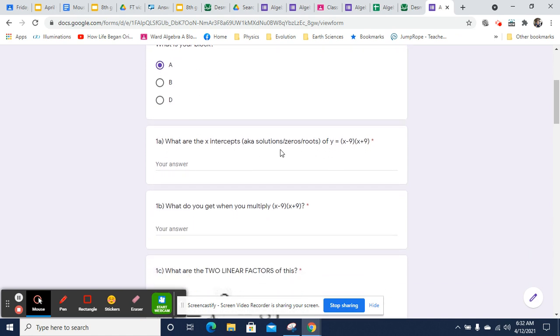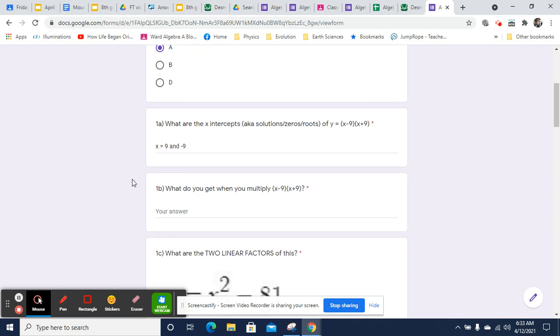What are the x-intercepts, also known as the solutions or zeros or roots? This is Quadratics 4 ideas, but you already know how to find the x-intercepts because they are what makes one of these factors 0. So if x was 9, that would make x minus 9 zero, so I'd have 0 times whatever. So x can be 9, but also x could be negative 9 because negative 9 plus 9 would also make 0, and that'd be x minus 9 times 0, which is just 0. So x is 9 and negative 9. Those are the zeros or solutions or x-intercepts, also known as roots.